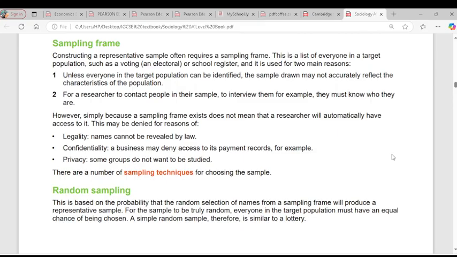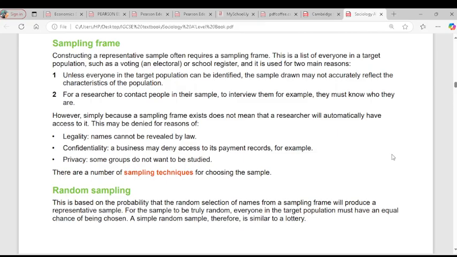Number one, legality. When we talk about legality, we're talking about how legal it is, what you are doing. Is it legal or not? So here I wrote, legality, names cannot be revealed by law. So it has to be anonymous. You cannot reveal people's names, people that you have observed, or your respondents. They have to be anonymous. Whatever they tell you, it has to be anonymous.